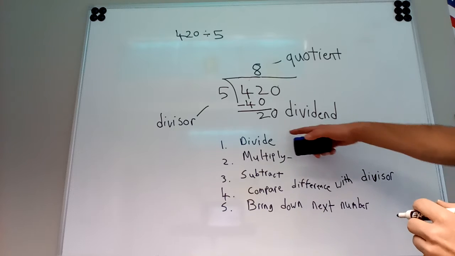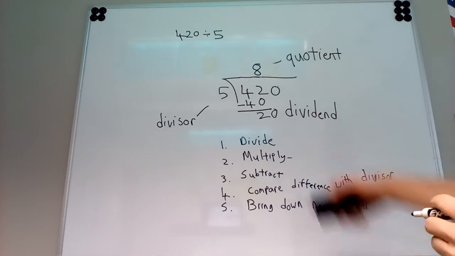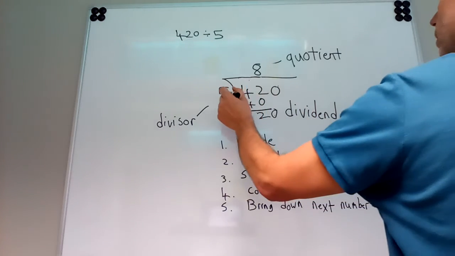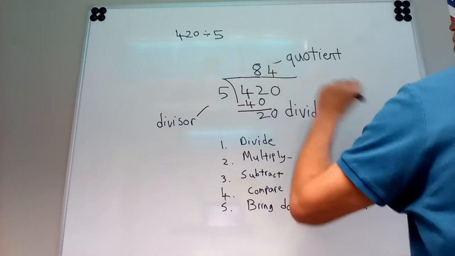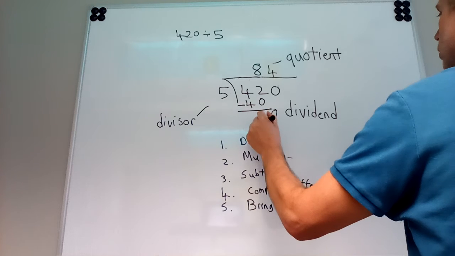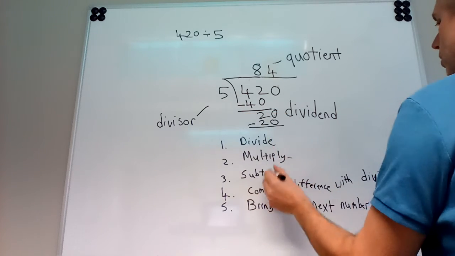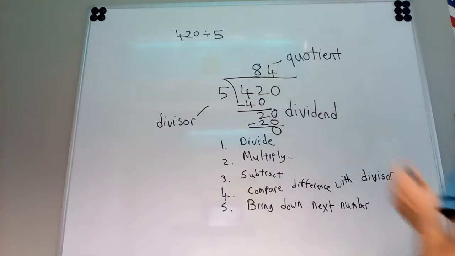So now I'm going to go back up here to divide again. 5 will go into 20 how many times? 4. 4 times 5 is 20. Then I'm going to subtract, and I get 0, and now I'm finished. And my quotient, or my answer for this division problem, is 84. So that is division without a remainder.